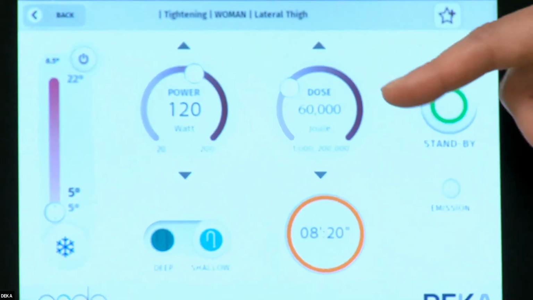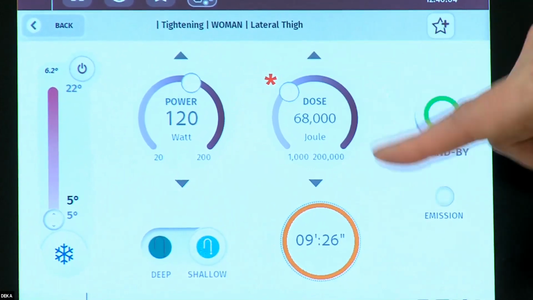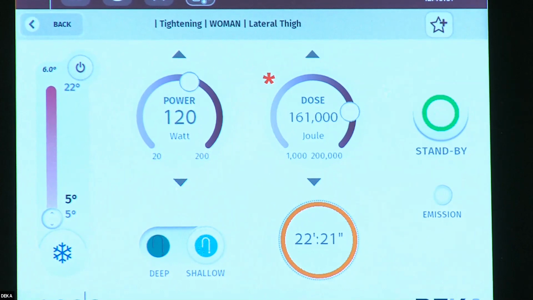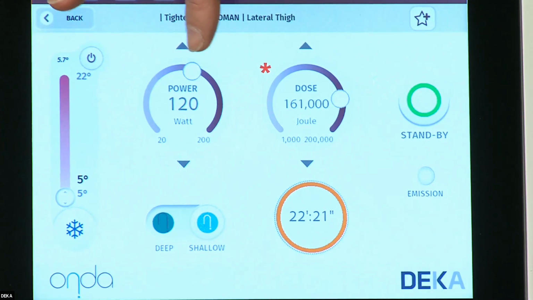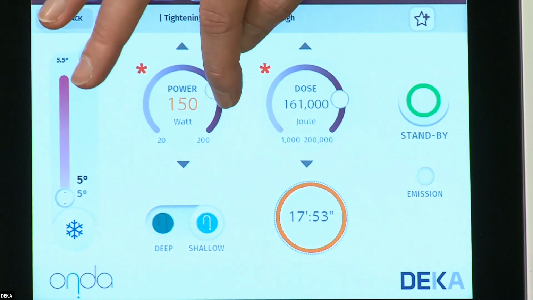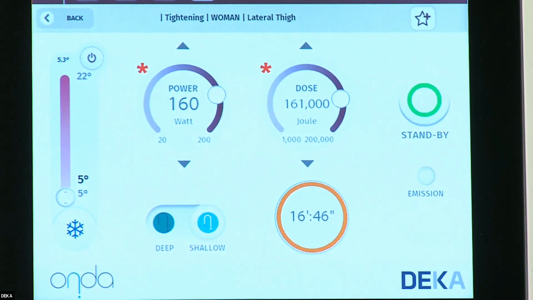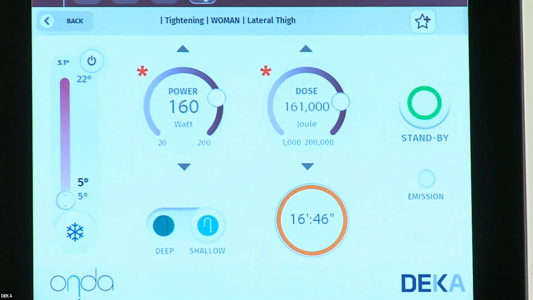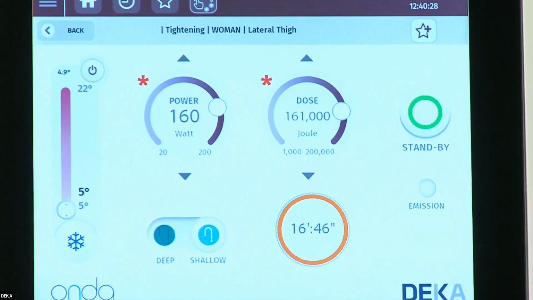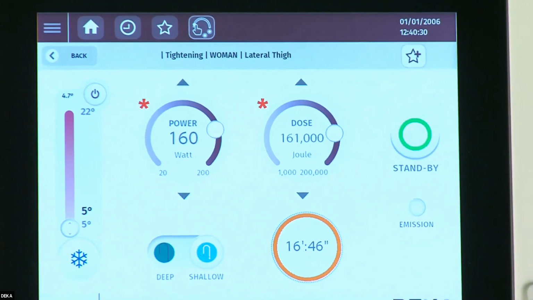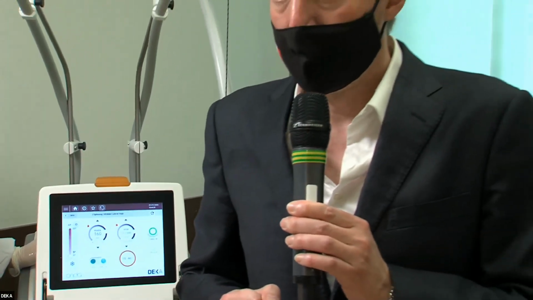Now, just to summarize, the dose, as she said, represents the efficacy. So if you increase the dose, the treatment will be absolutely more effective. You increase the treatment time, so you have to use the speed, which is represented by the power, to go back to a treatment time of around 14, 15 minutes, more or less. These are the settings you have to adjust in this device. So the treatment is very easy. The machine is very easy. It's been designed in a way that you cannot make mistakes.